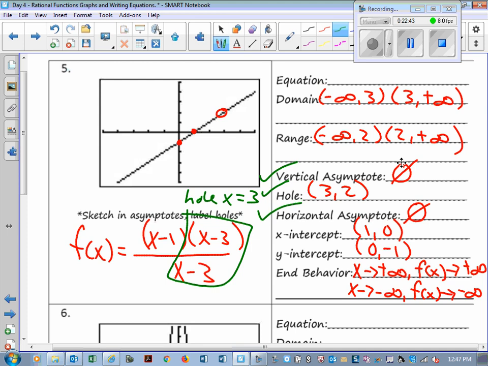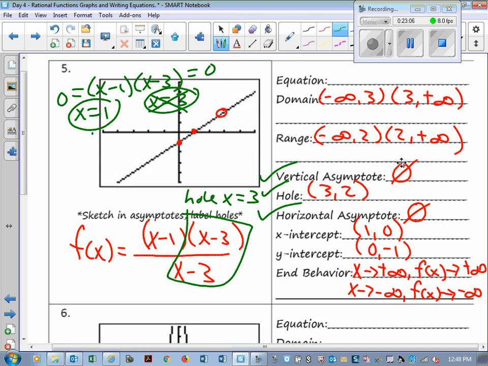Okay, now our x-intercept. So if we put 0 over here for y, we have 0 equals x minus 1 and x minus 3. Well, this is like solving a quadratic that we've done now for several months. So I'm going to put an equals 0 here, and I would get x equals 1 and x equals 3. But this is our hole, so this is our x-intercept.